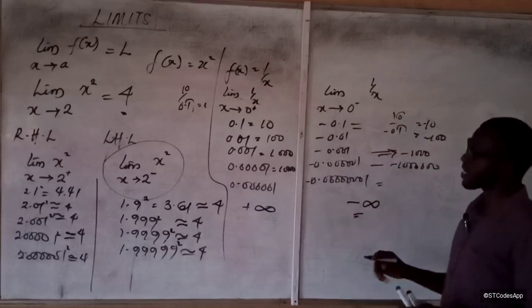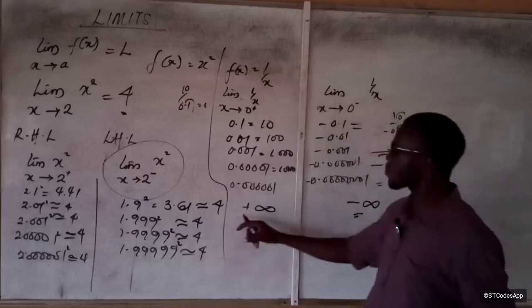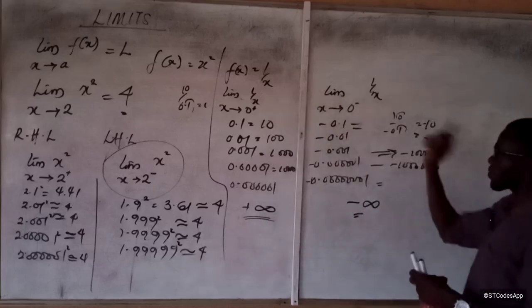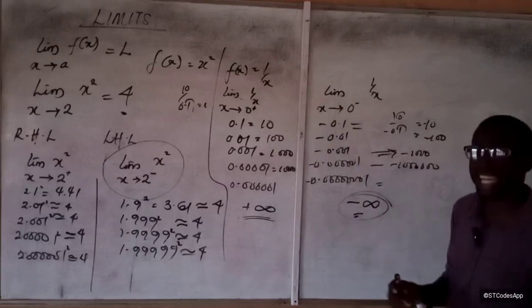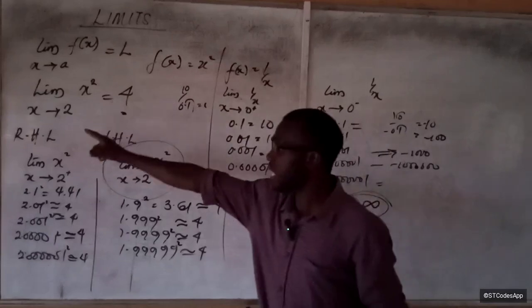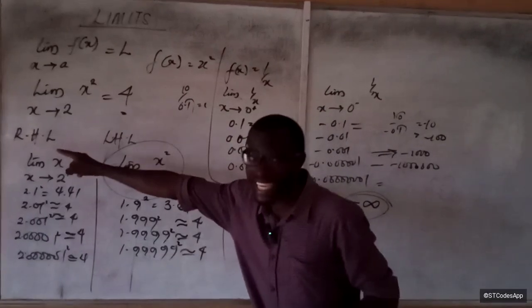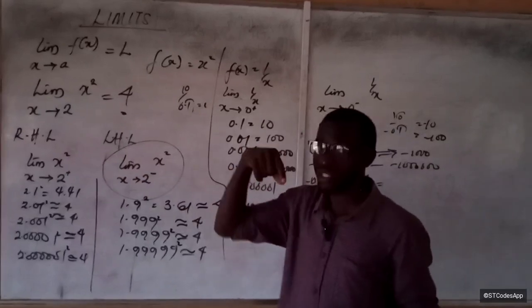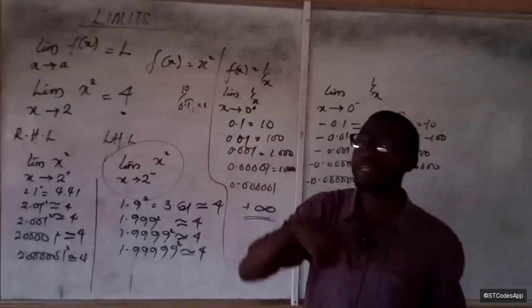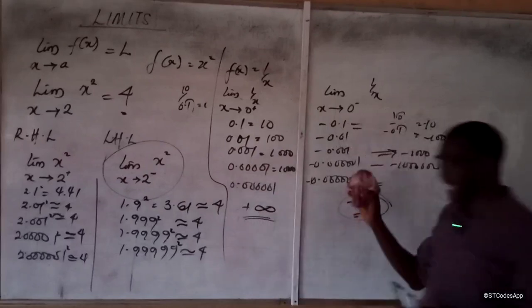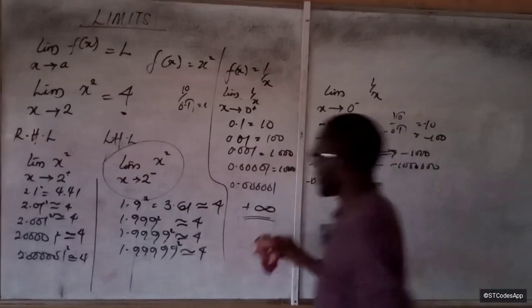So what do you see here? When we approach from the positive side, we got positive infinity. And when we approach from the negative side, we got a what? A negative infinity. So you see why it is important to take a right-hand limit and a left-hand limit, because we can approach different values considering the side from which we are approaching our value. So that is the use of the right-hand and left-hand limits.